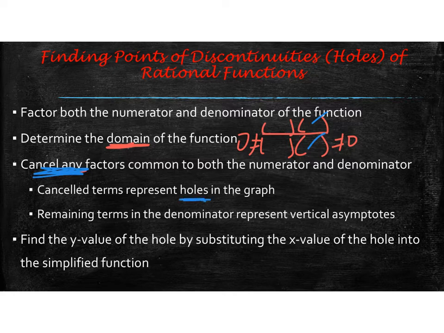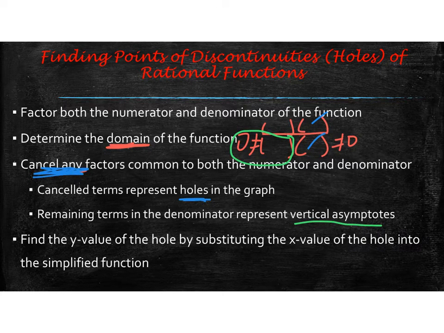So if I cancel these because they match, that value is now a hole. It's still part of the restricted part of your domain because you're not going to have a point at that number. That's what creates a hole: the function is going to continue up to that point, but then it's going to skip over that point. So it isn't part of your domain. The remaining terms in the denominator are going to represent your vertical asymptote. So just this part is equal to your vertical asymptote.